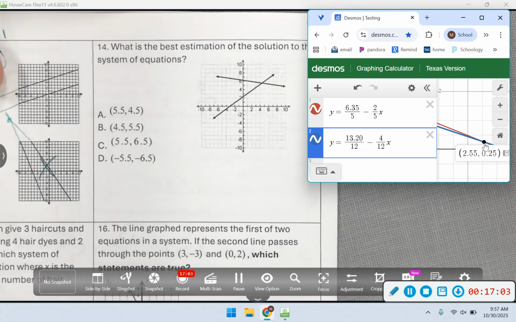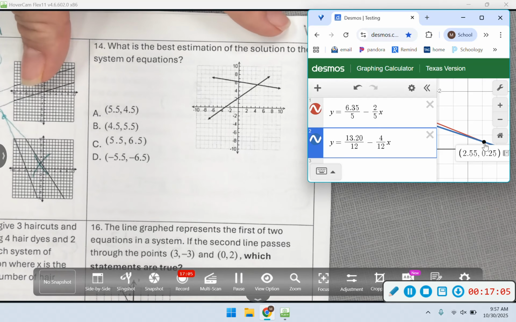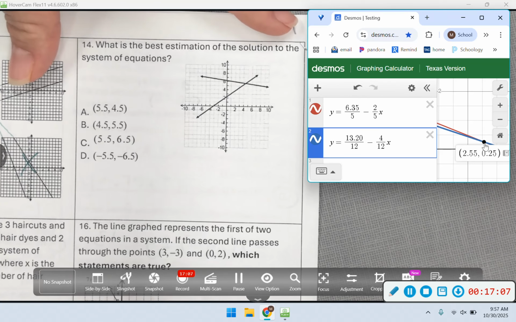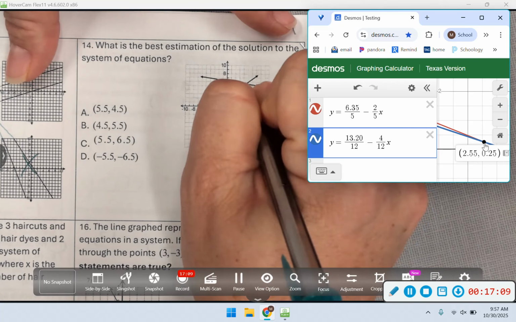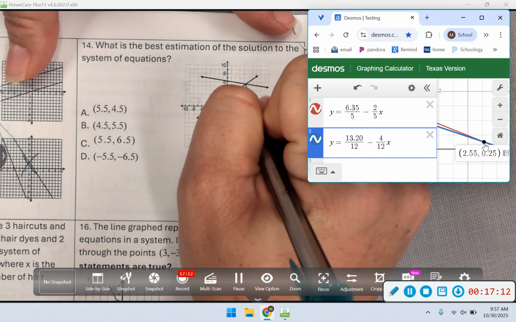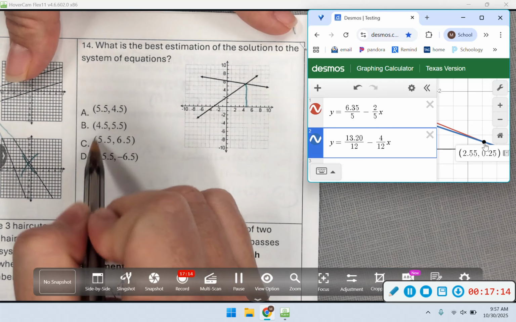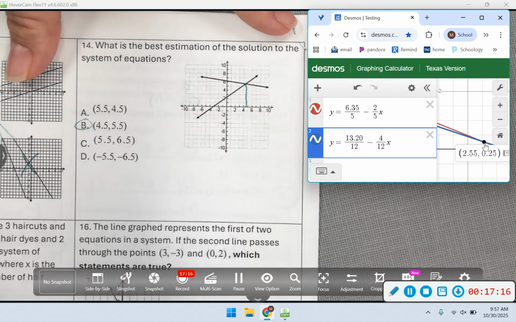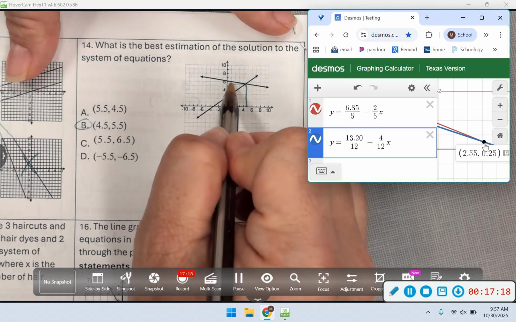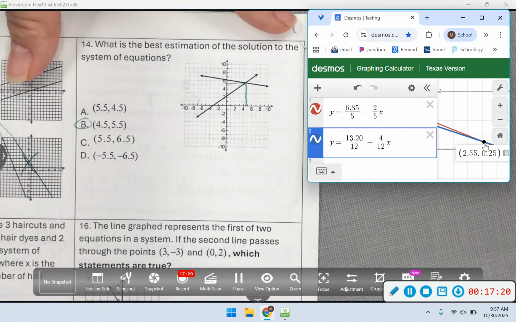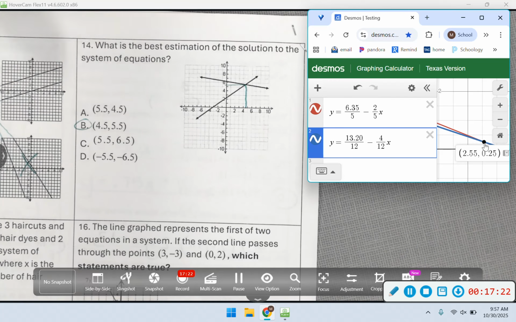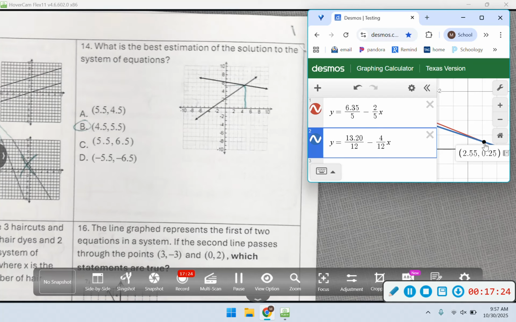Okay, number 14 just says what's the best solution? Well, I see that they touch. And they touch right here, so my x was somewhere between 4 and 5. Well, the only one that has something between 4 and 5 is B. But let's check our y to be safe. Between 5 and 6, which is also between 5 and 6, so B is my answer. Choose your best fit solution.